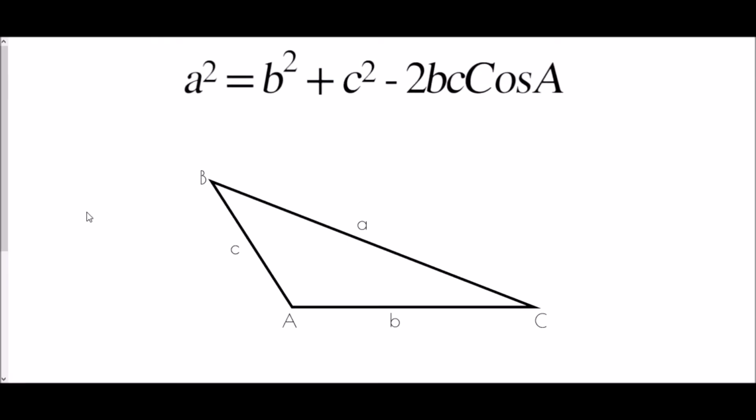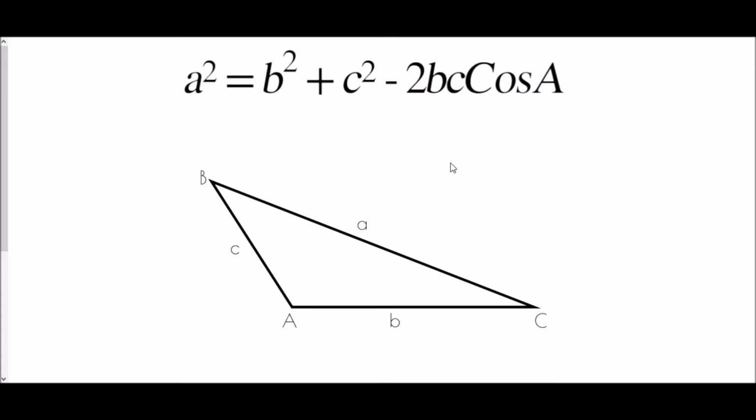Okay, so we're going to start with the bad news. The cosine rule has a very nasty formula. A squared equals b squared plus c squared take away 2bc cos A. And second piece of bad news, you're going to have to learn this as it's not given in the exam. You will need to remember this formula exactly and be able to apply it. This is the rule for finding a missing side in a diagram.